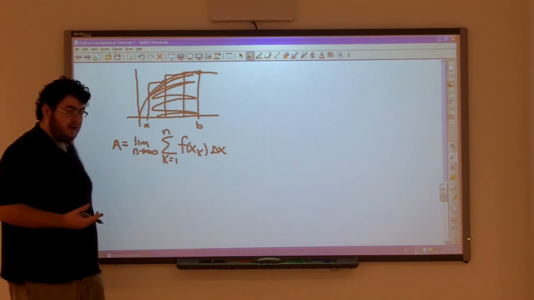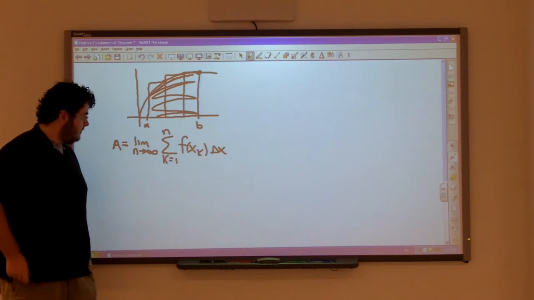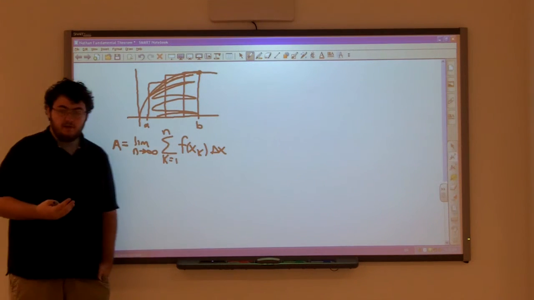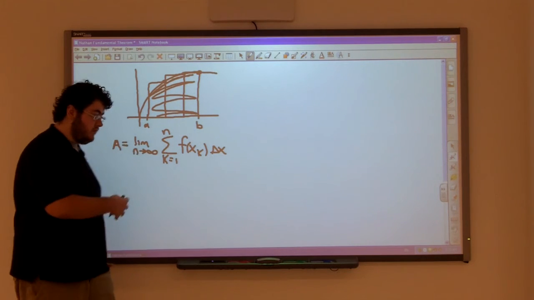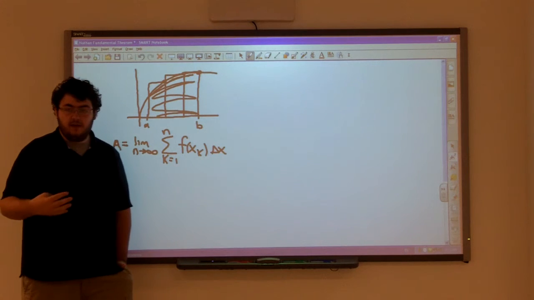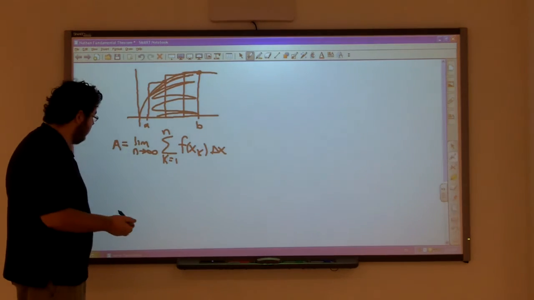But this is really hard to calculate for a lot of functions because it's kind of tricky to see what this sum goes to. But what we can do is employ what's called the fundamental theorem of calculus. Now, I'm not going to prove this here, but there are proofs all over the internet, and there will be a supplement to this video at some point that will contain a proof.